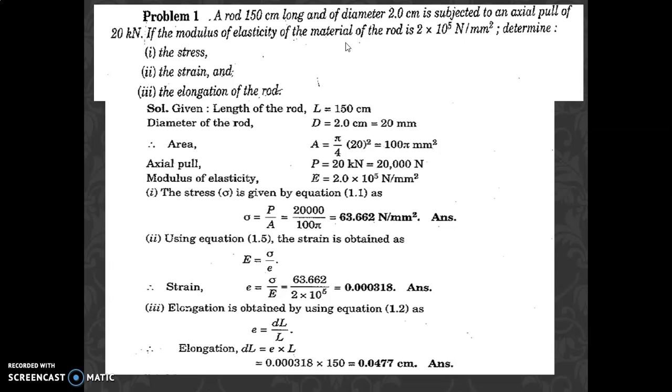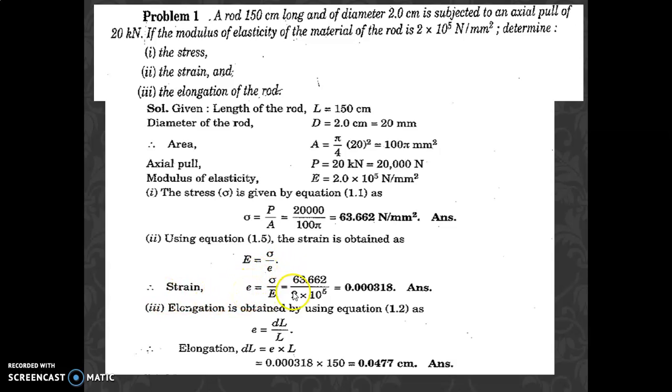But one more formula is available with us, because we know that stress upon strain is Young's modulus. So stress upon strain is capital E, which is Young's modulus here. And the value of Young's modulus E is provided to us: 2 into 10 raised to 5. So let us identify the strain based on this formula. E is equal to sigma upon epsilon, where sigma is the stress, epsilon is the strain, and E is Young's modulus.